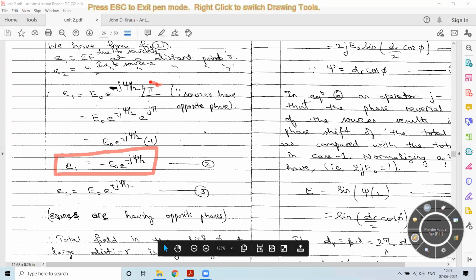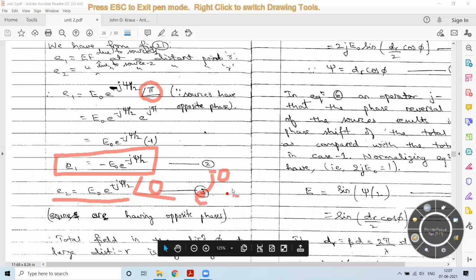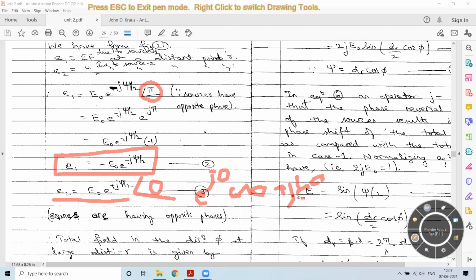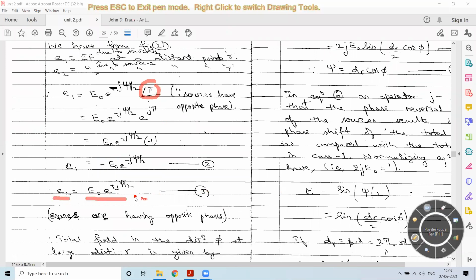Now I have considered the phase difference over here, so when I'm representing the next one, no need to specify. This one will be 0. If you want, you can equate this also: it is nothing but e raised to j 0, which is cos 0 plus j sin 0. Sin 0 is 0 and cos 0 is plus 1, so this equates to 1. No need to worry about that condition now, as the phase difference is already taken care of in this parameter. So E2 is E naught into e raised to plus j psi by 2, and E1 is minus E naught into e raised to minus j psi by 2.